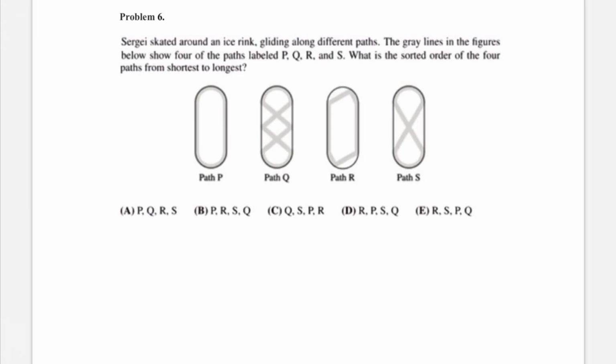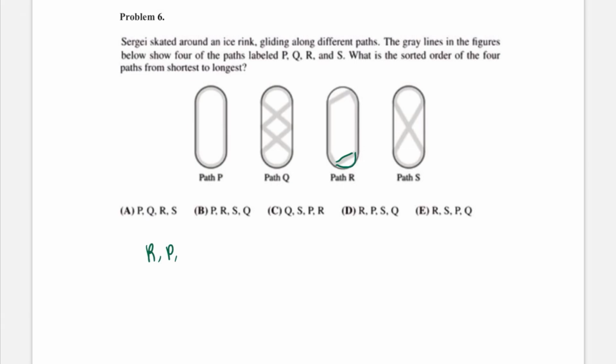Well, we know that the shortest path is either P or R. And if we look at R, this length right here is shorter than this length. So that means that our shortest path is R, second shortest path is P.